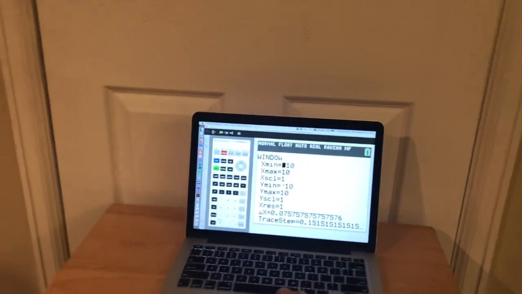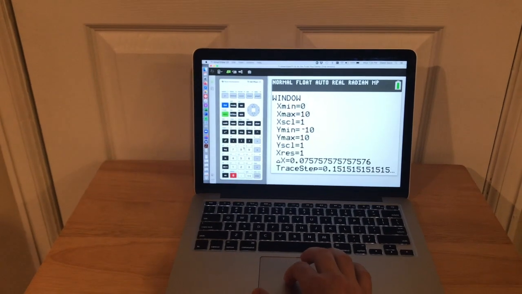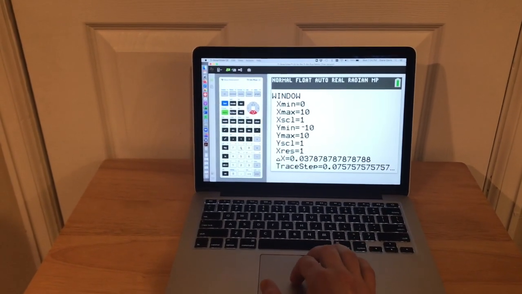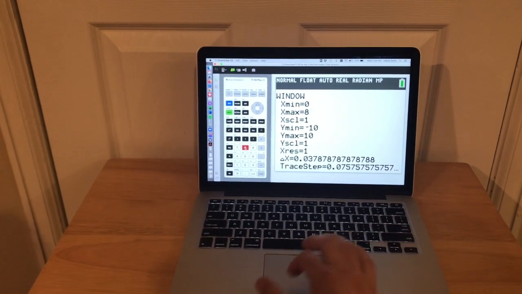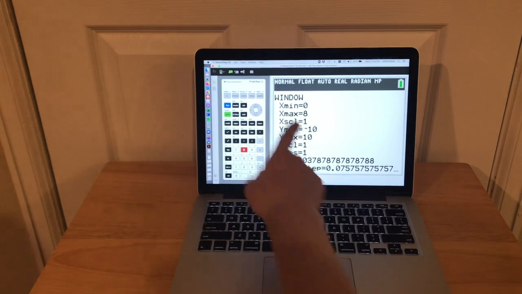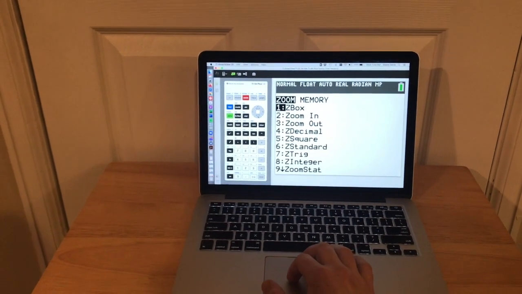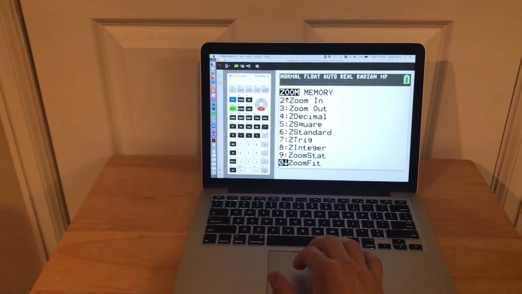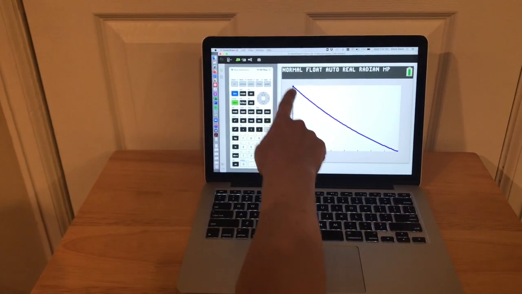Now, when we had the picture before, we started with day 0, so it doesn't really matter if you just do day 2 to day 7 or if you include some days around that. I'm going to do from day 0 to day 8. Once I've chosen my x minimum and x maximum, I go to Zoom, scroll down to Zoom Fit, and hit enter. Okay, cool. So here is our graph.